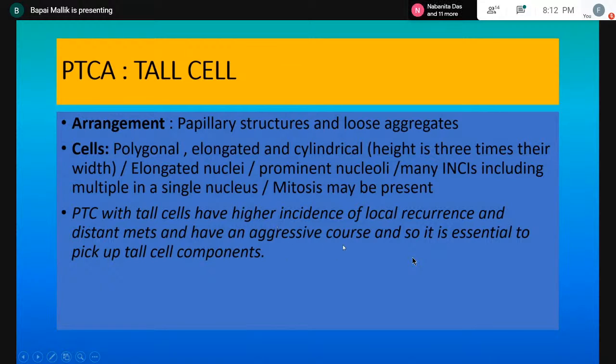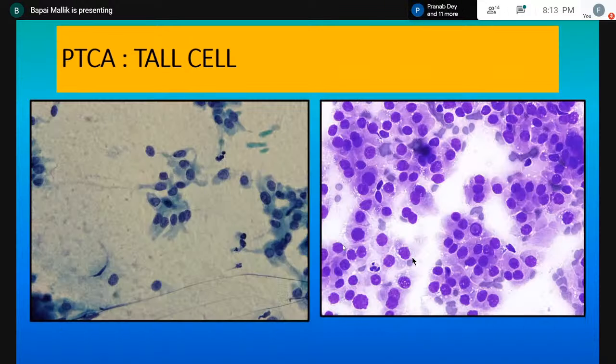So it is essential to pick up tall cell components. Even if you are dealing with a papillary thyroid carcinoma with all the usual features, if you see some tall cells, please include it in your report. And this is one such case. I don't think any of us would have any doubt in calling them tall. Look at these cells. Four cells lying side by side, tall cells. Here on the Giemsa, it is not that clear, but still you can make out that these are tall cells.